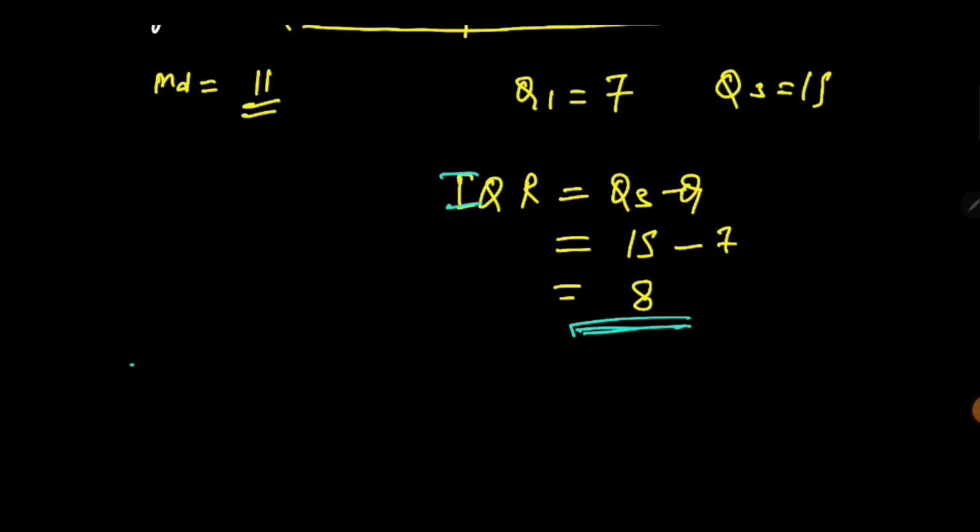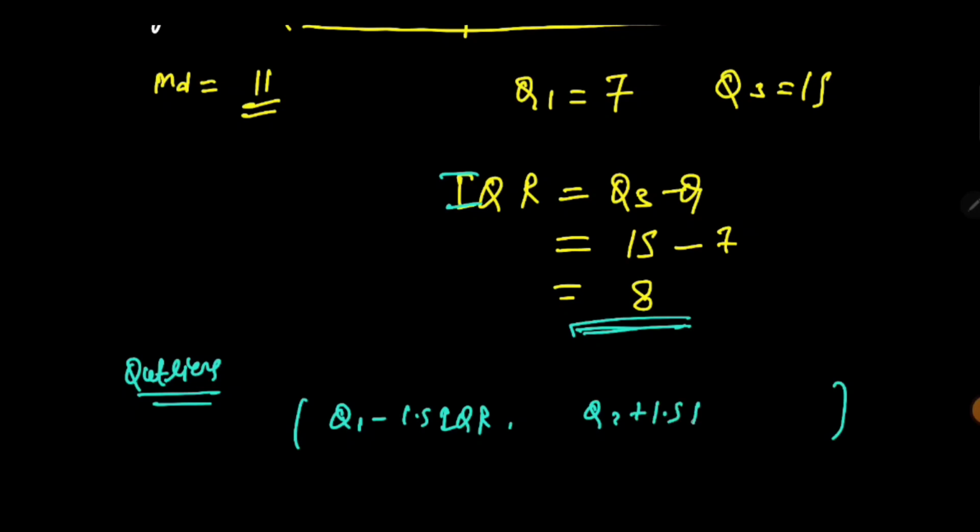Now the second thing we're gonna calculate is outliers. To calculate outliers, we know that we have a formula. The data values which lie outside of this formula are outliers. Our formula is Q1 minus 1.5 IQR and Q3 plus 1.5 IQR. So the data values which lie outside of this interval are outliers.